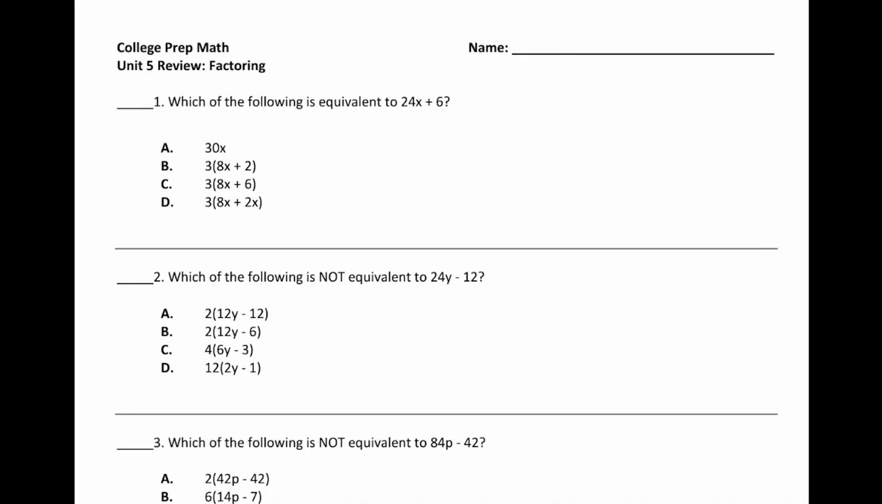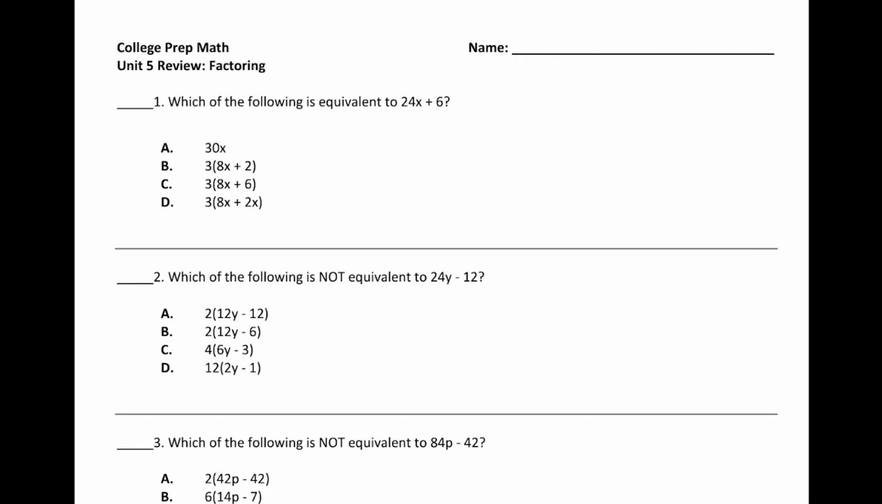Number 1 says, which of the following is equivalent to 24x plus 6? You can factor this out using the greatest common factor, or GCF, method that we talked about in the first lesson of this unit. But honestly, for questions like this, since they're multiple choice, I would recommend just checking each answer choice rather than working it out the proper way. What I mean by that is go ahead and multiply out each answer choice and find out which one's the same. I think you'll find that the problems are a little bit easier if you work them backwards like this.